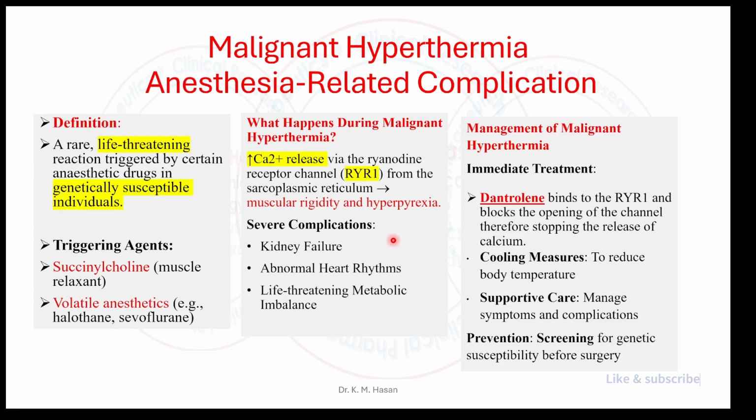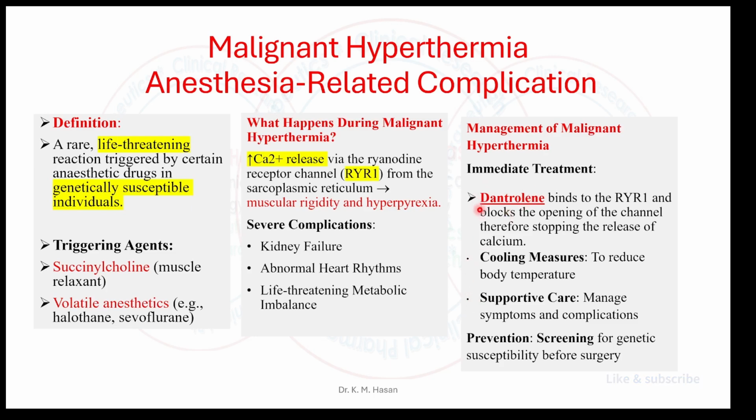The etiology is increased release of calcium from the sarcoplasmic reticulum through the ryanodine receptor channel. If the situation is complicated, the patient may suffer from kidney failure, abnormal heart rhythm, and life-threatening metabolic imbalance. How to treat the patient here? Malignant hyperthermia management includes prescribing dantrolene IV for the emergency, cooling the patient. We go with some supportive measures here.